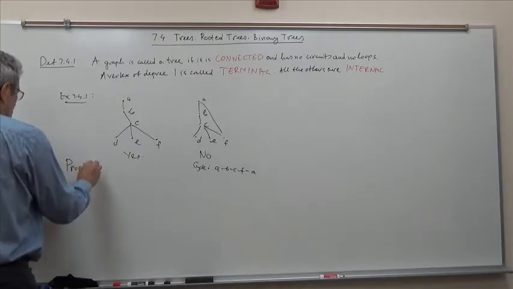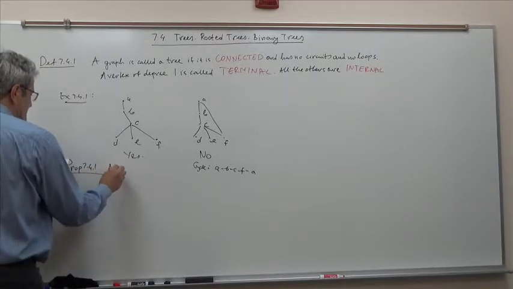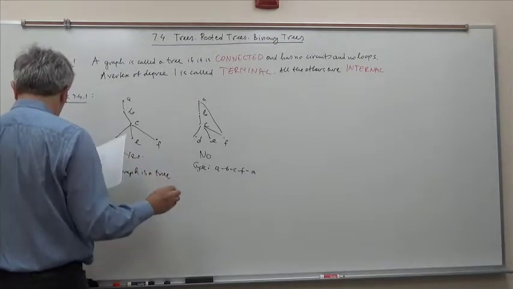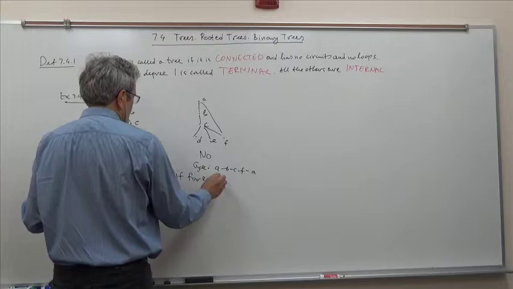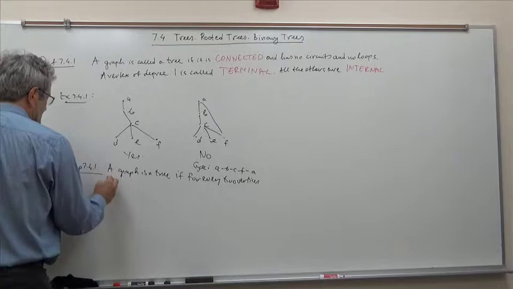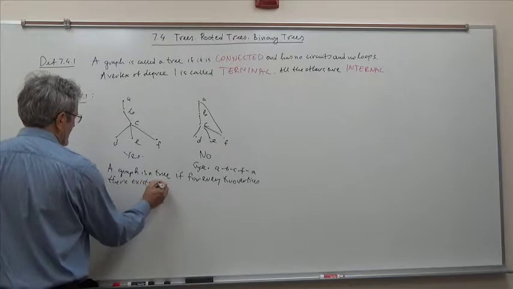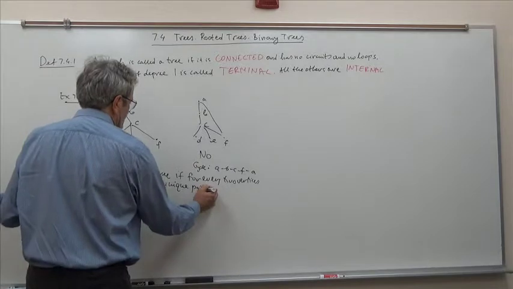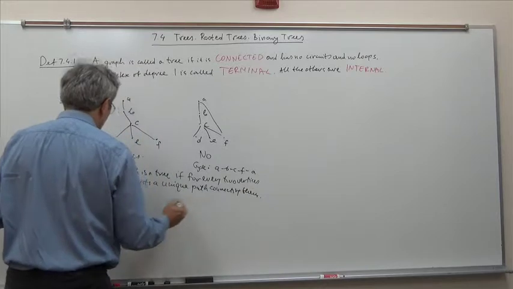All right, proposition. Proposition 7.4.1. A graph is a tree if and only if for every two vertices there exists a unique path connecting them. We'll exercise in proving it.